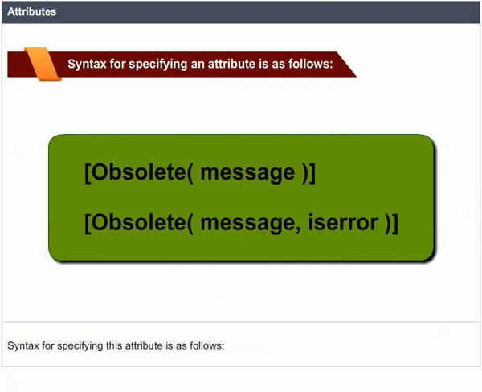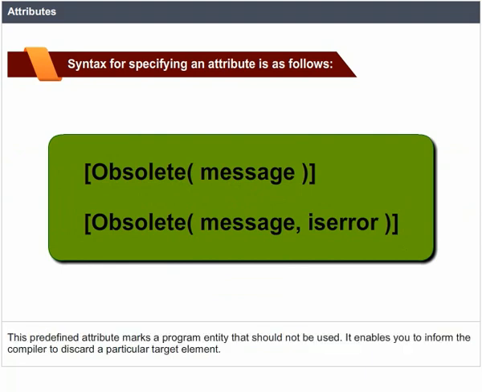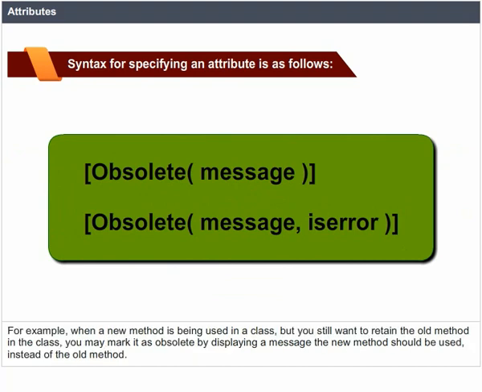The Obsolete predefined attribute marks a program entity that should not be used. It enables you to inform the compiler to discard a particular target element. For example, when a new method is being used in a class, but you still want to retain the old method in the class, you may mark it as obsolete by displaying a message saying the new method should be used instead of the old method.